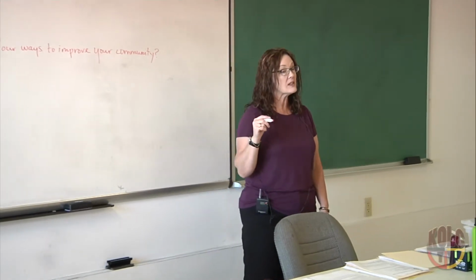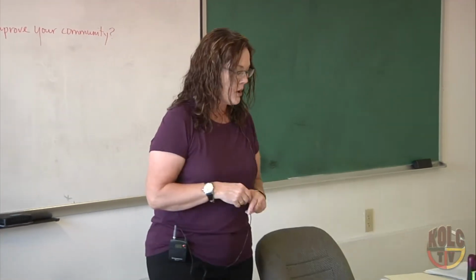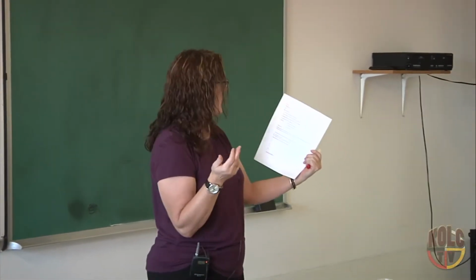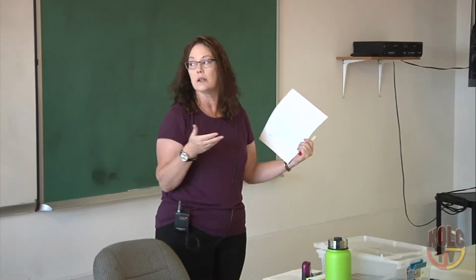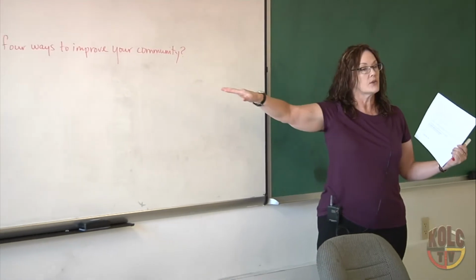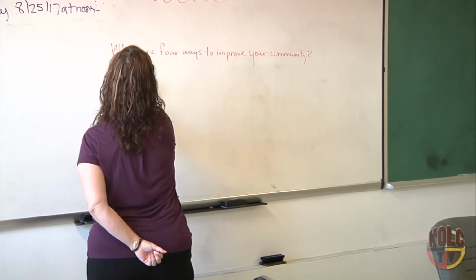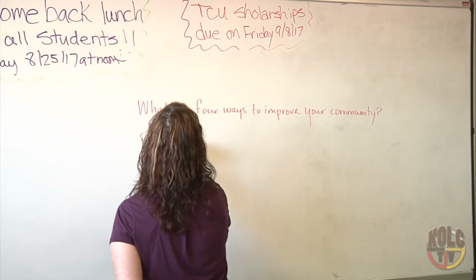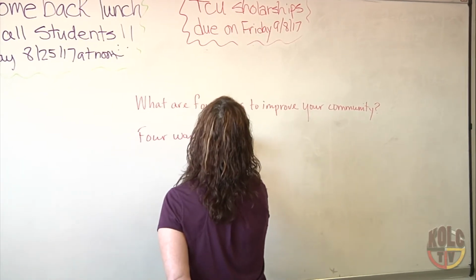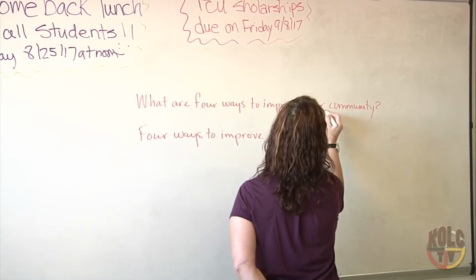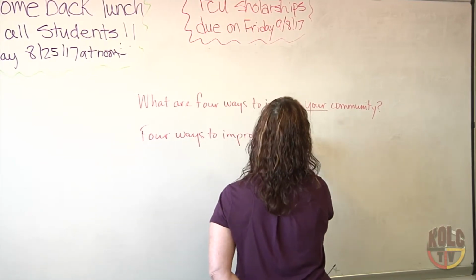Okay, because those 4 ways then become, if you remember from last week on this thesis exercise, you guys remember that? So if you come up with a topic like, I don't know, improving your community might be the topic. Well, then how do you write the thesis for that? So I'm asking the question, what are 4 ways? All you do with a question like this is you turn it into a statement. So you would say, 4 ways to improve, and you can use my community or you can say a particular community.